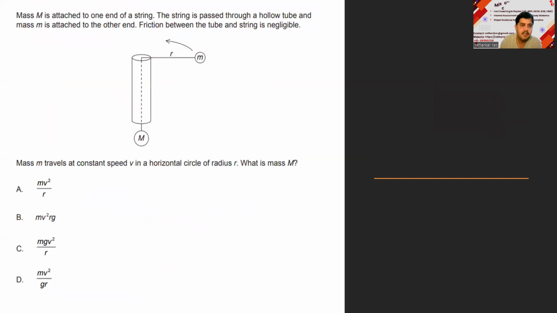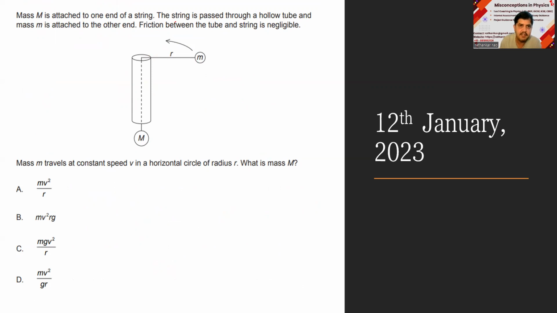Okay. Then, mass m is attached to one end of a string. The string is passed through a hollow tube and mass M is attached to the other end. Friction between the tube and the string is negligible. Mass m travels at constant speed v in a horizontal circle of radius r. It moves like this.